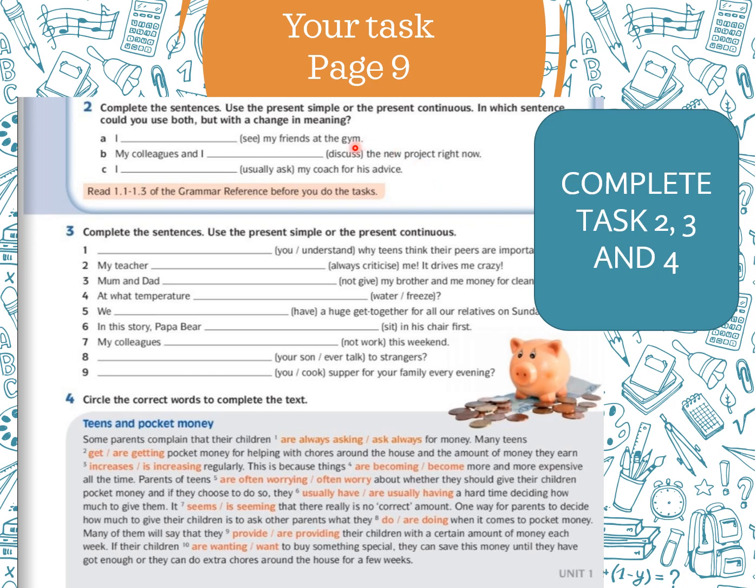Okay, then I have explained the first part of the exercise. Now your task is you are going to copy number 3 and number 4. Number 3 is complete the sentences. Okay, use the present simple or the present continuous. It can be in the form of positive, negative, or question form. Okay. Then number 4, circle the correct words to complete the text.